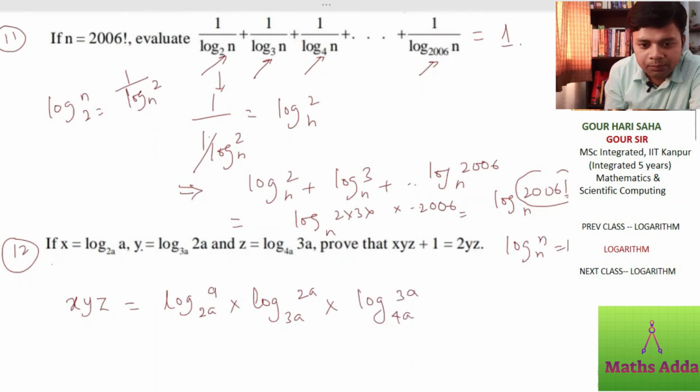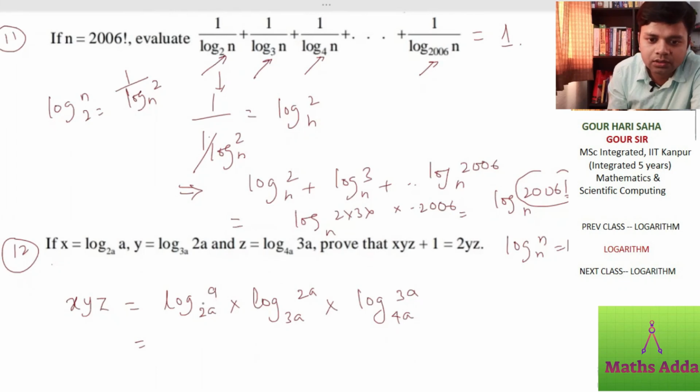So if you simplify this one, right now I see 2a here, then 2a here, 3a here, then 3a here, right? So there is some connection. So do one thing, apply the base change formula, bring a new base c. So the first term will become log of a base c and log of 2a base c.